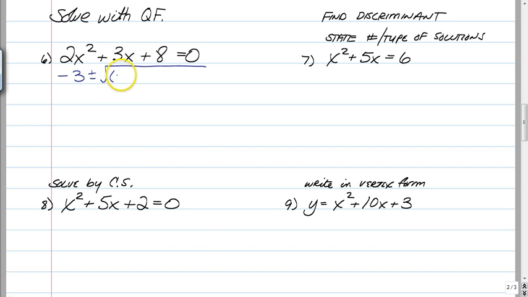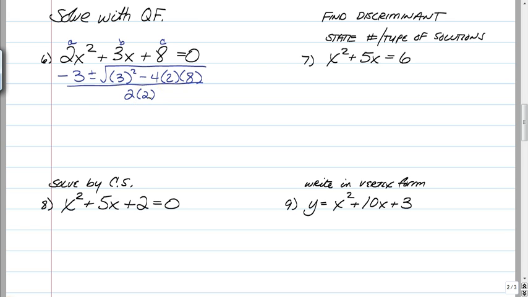I like parentheses. So we have 3 squared minus 4 times a, which is 2, times c, which is 8. If it helps you, put an a, b, and c over these numbers. And make sure it's equal to 0 before you do quadratic formula or discriminant. You should never have it equal to a number. Okay, and this is all over 2 times a, which is still 2.